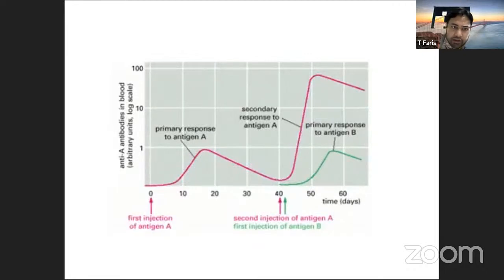Okay, so this is just an example of how you can find the antibody spike once you have this antigen recognition. The first injection of antigen A gives a primary response. It can take maybe 2 weeks, and after that it goes down, and you start to give a booster, a second dose. You can see that it increases again.